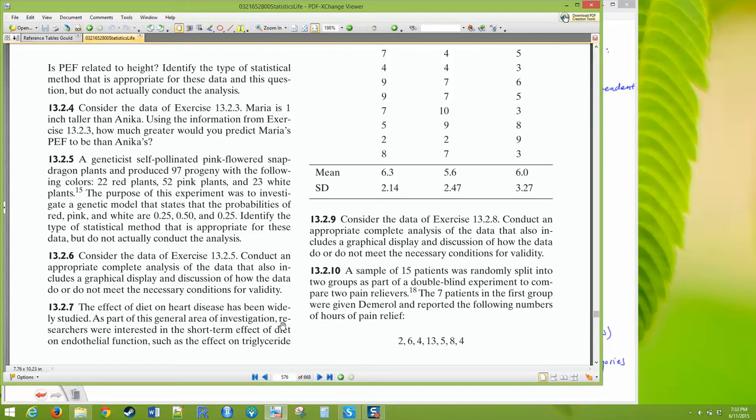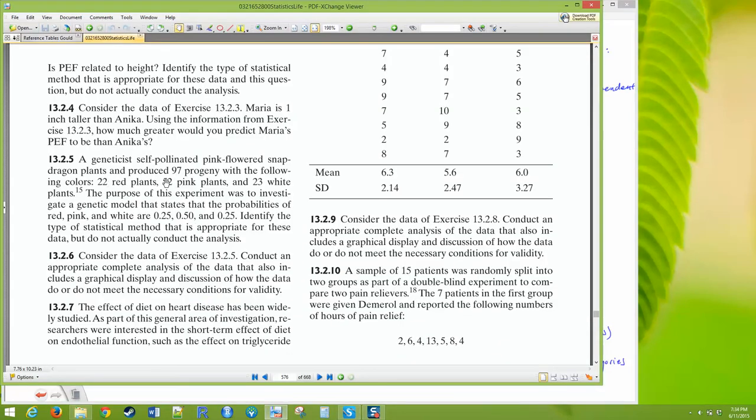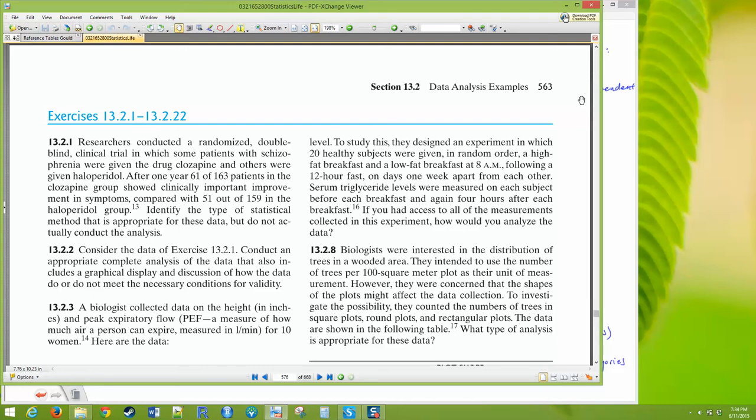Okay. So our response is what color plant grew. So that's a categorical response. And what kind of predictor do we have? There's no predictor, right? We're not trying to see if there's a relationship between the color that grew and any other variable. We just want to know, do these proportions fit? So there's no predictor there. And we have more than two categories. So we're going to use a chi-squared goodness of fit test. We want to know how good is the fit between the data we see and these proportions or the model that we have in mind. So far, so good?